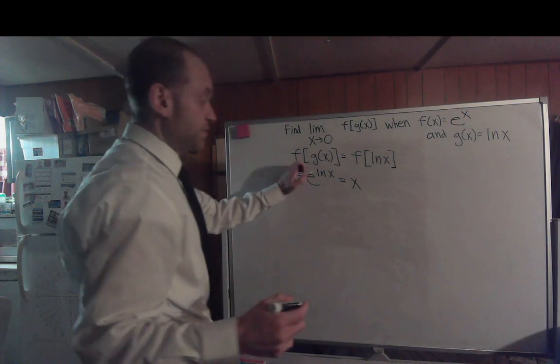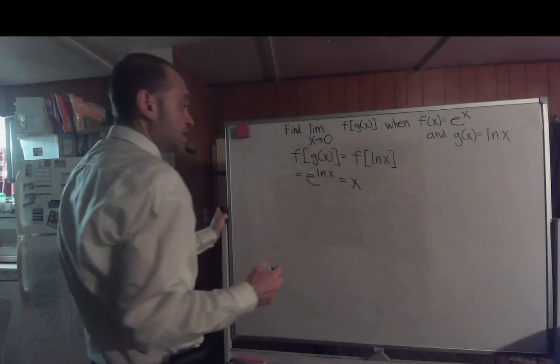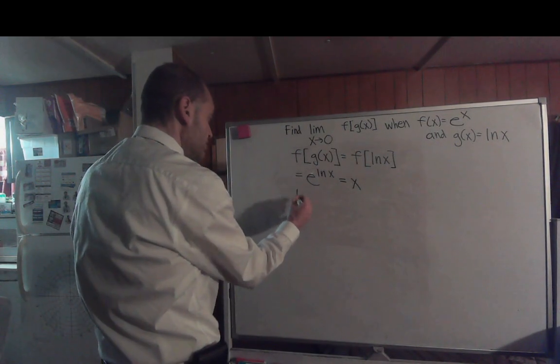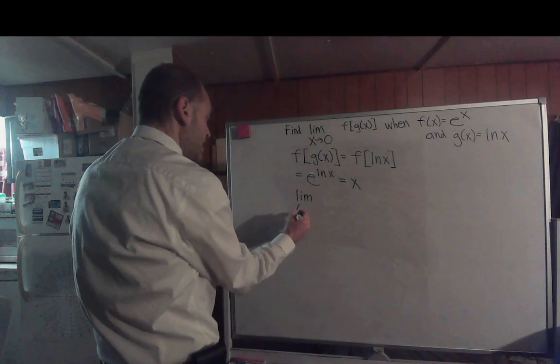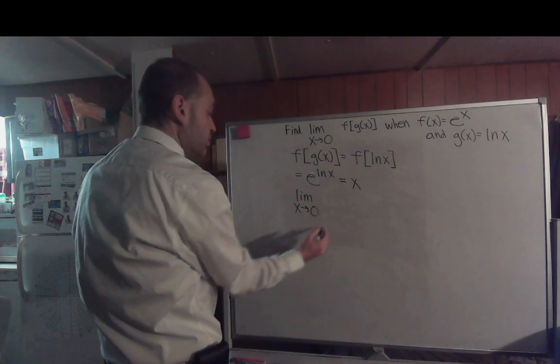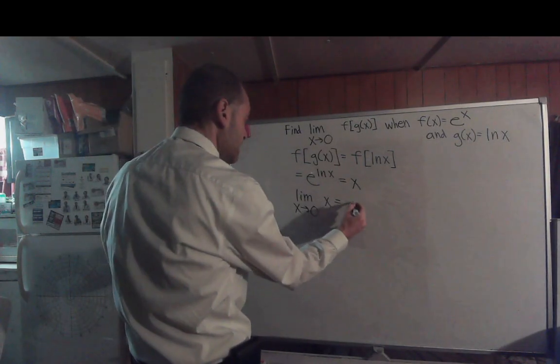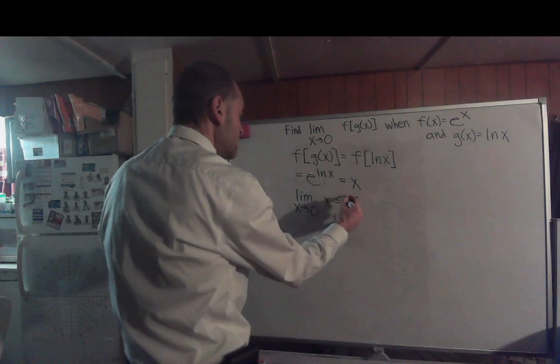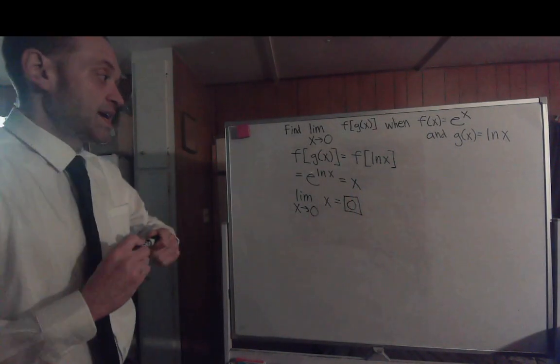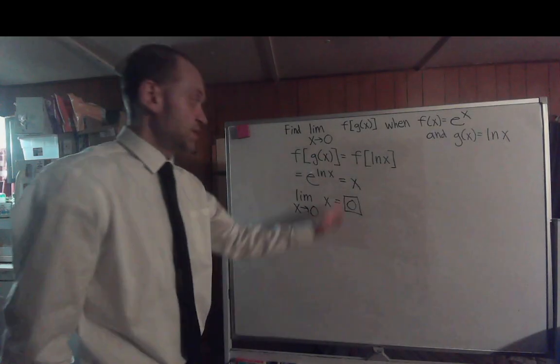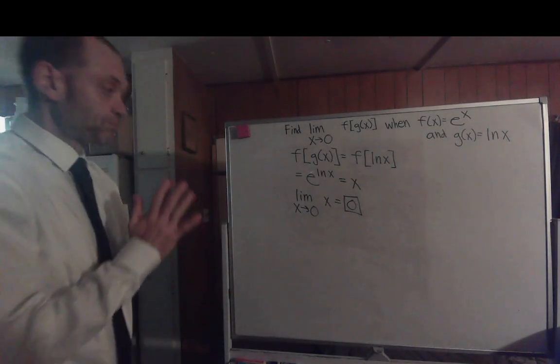So we found f of g of x to be x, so now this just turns into the limit as x approaches 0 of x, which we know we can use direct substitution and get a limit of 0. So the limit in this case is actually 0 by using the classic algebra method.